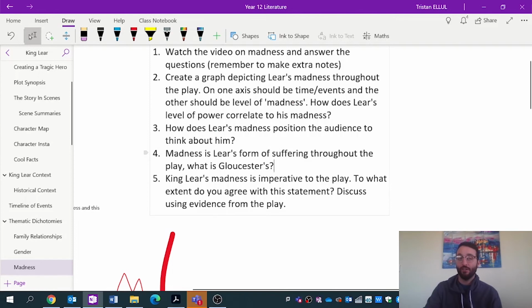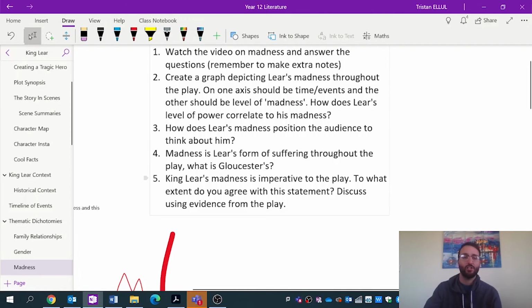Madness is Lear's form of suffering throughout the play. What is Gloucester's? So again, using your knowledge, what do you know about what happens to Gloucester? We know what happens to Lear. How are they different, and how does Gloucester suffer? Because suffering is a key thing in Shakespeare's tragedies. The characters must suffer to recognise their wrongdoings, which we see in King Lear at the end.